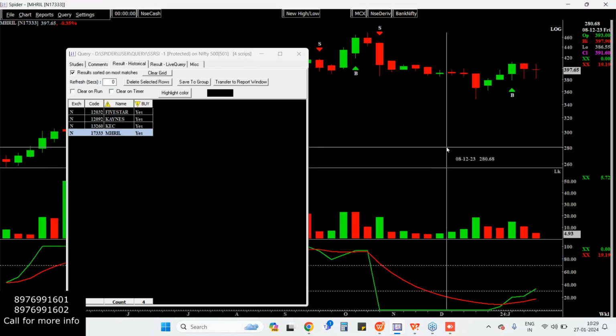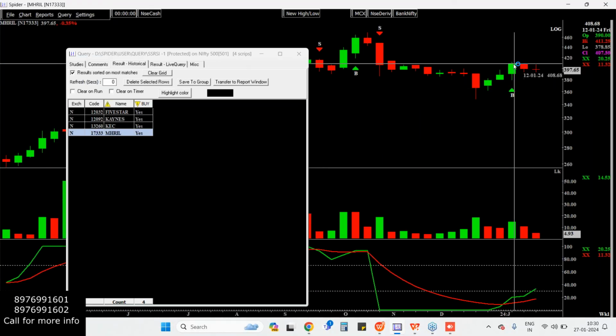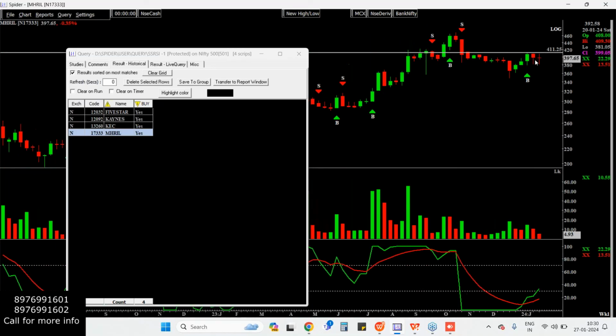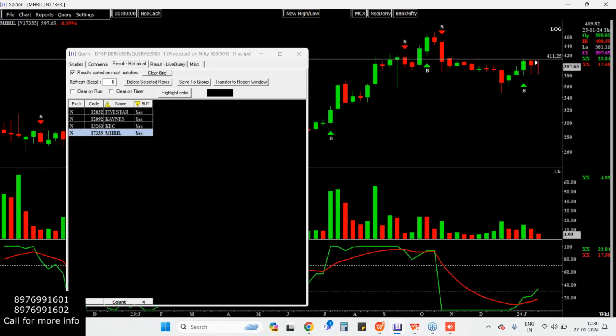MHRIL, this was the signal candle. It has exited the oversold zone. A doji has been created over here. So if you are a risky trader, your entry has already been plotted. But if you want to be a little bit safer, you have to wait for it to close above 411.25, and you can easily gain 7 to 8% return once it does close above this level. So in the next week, if you are buying this, you'll easily gain 7 to 8% return, and that would be more than easy.